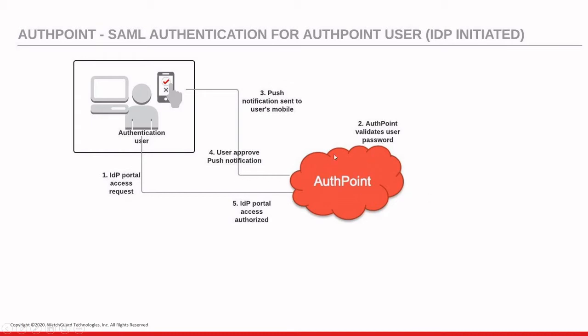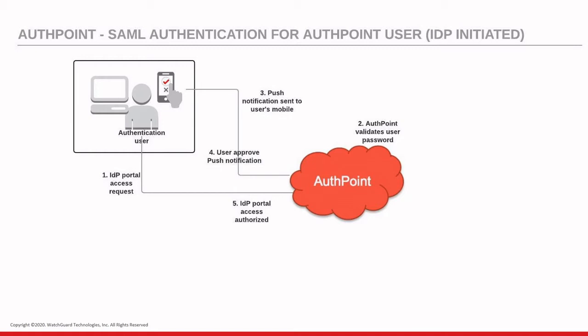Then a push notification is going to be sent to the phone. There, the user is going to approve or deny. Since he's requesting this in this scenario, he's going to approve it. And this response is going to go back to AuthPoint. It will authorize the user to access his identity provider portal with whatever application the administrator provided for him.